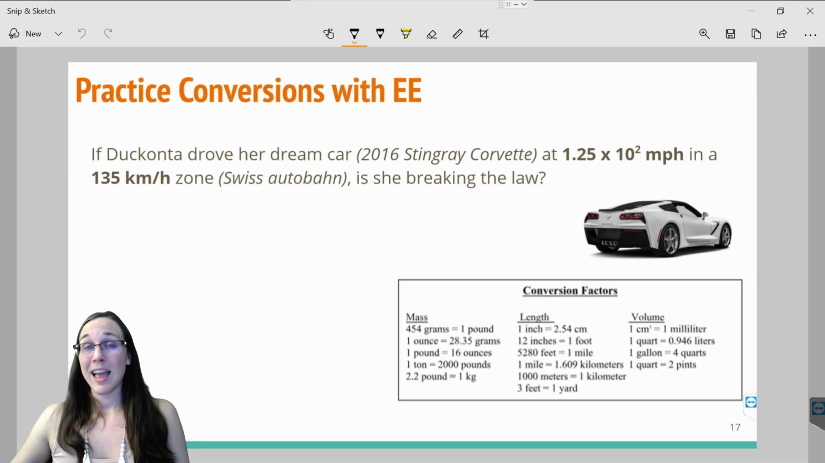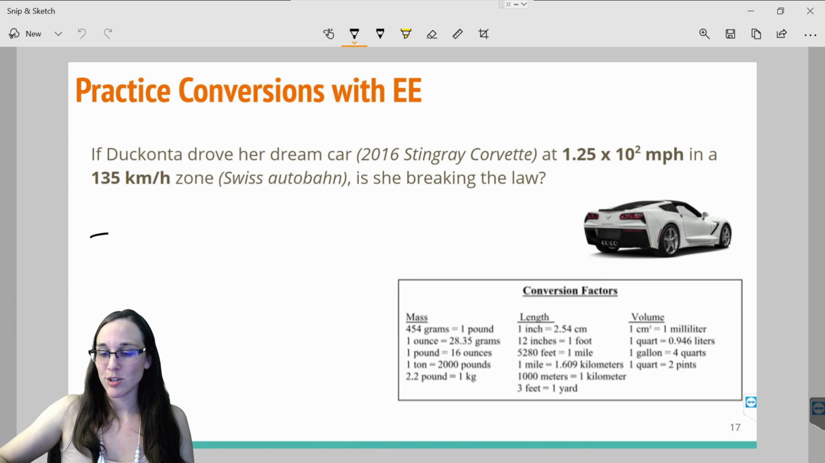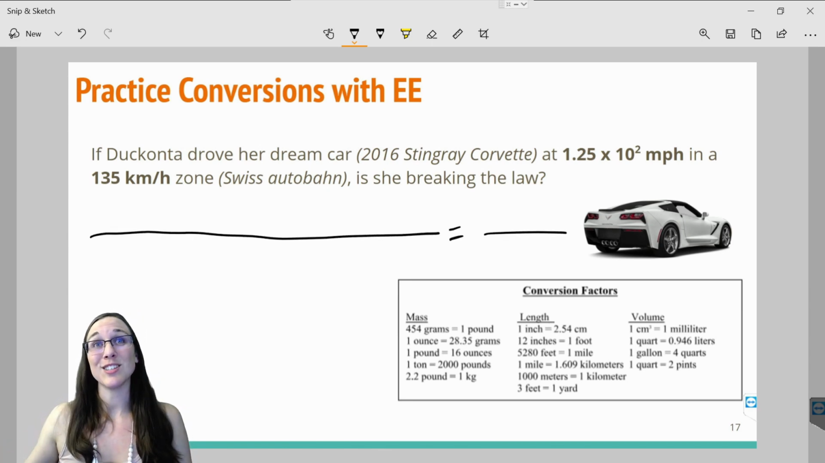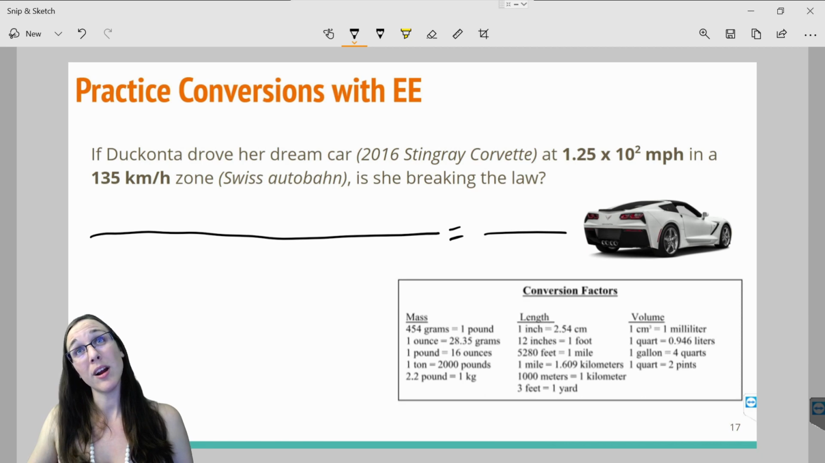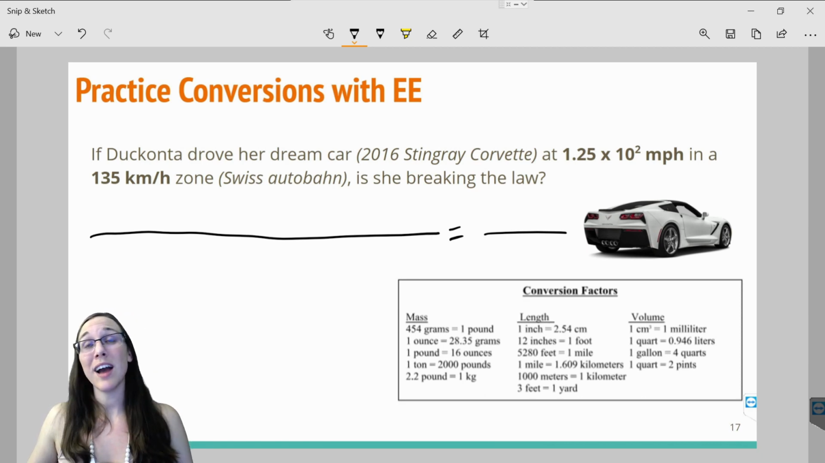Let's find out. As with any math problem that involves conversions, we're always going to start with the same thing. We're going to draw our magical line to freedom, an equal sign, and a space for our answer. This is the way. In this case, the question is indirectly asking you for a conversion to kilometers per hour. So let's start with what they gave us. That 1.25 times 10 to the second miles per hour should be our gift. That's going to go on top.